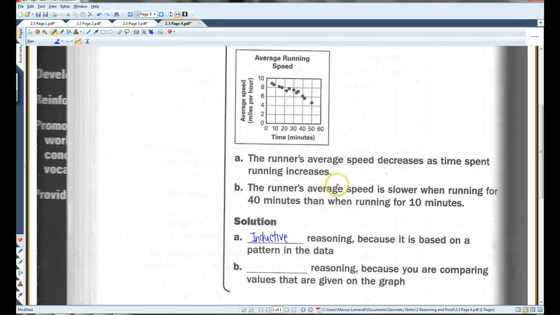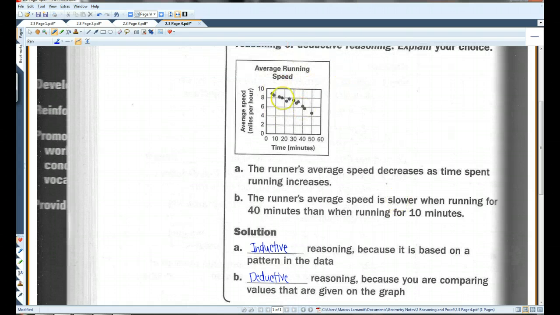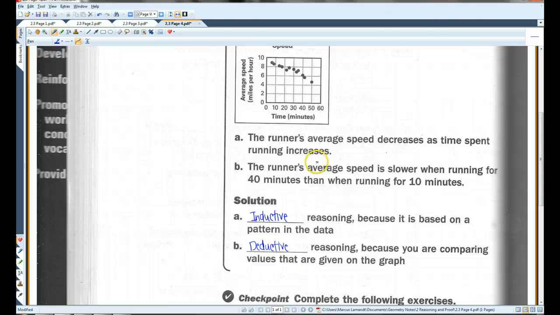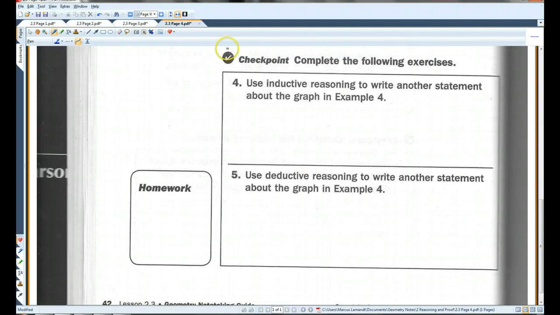Alright, the runner's average speed is slower when running for 40 minutes than when running for 10 minutes. Okay, well, 40 minutes, that's here. 10 minutes, that's here. Yeah, when he is running for 40 minutes, he's a little bit slower than when he's running for 10 minutes. This is deductive reasoning because you are comparing actual values given on the graph. You're not just looking at the pattern anymore. You're actually looking at given facts, given information in this graph here. All right, and you guys can do these on your own, and that's all.